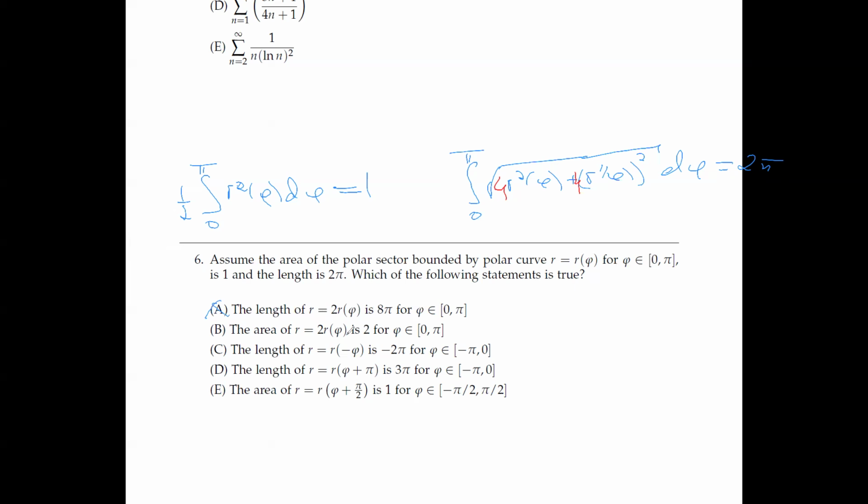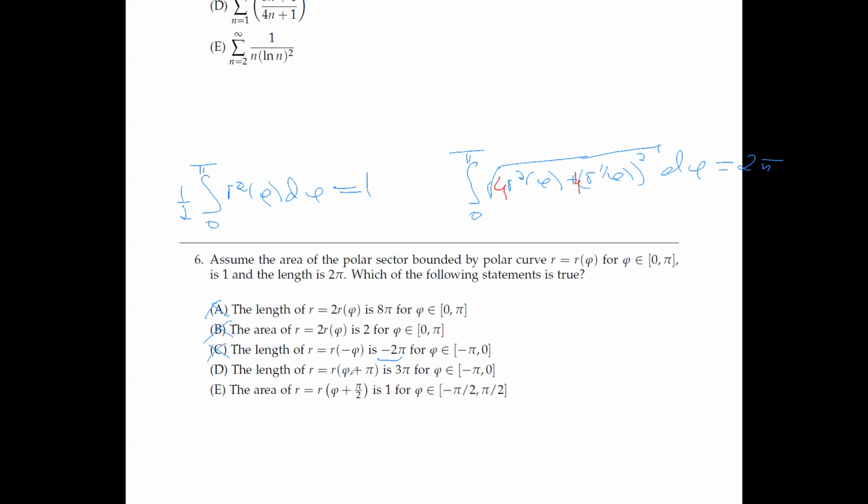2 times r, the area: if we multiply r by 2, we get a coefficient of 4 here, and hence the area will be multiplied by 4. It's not true. If we just consider r equals minus phi, the length equals minus 2 pi. Okay, very funny.